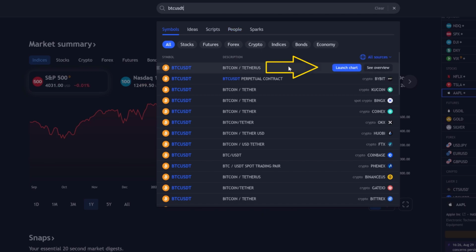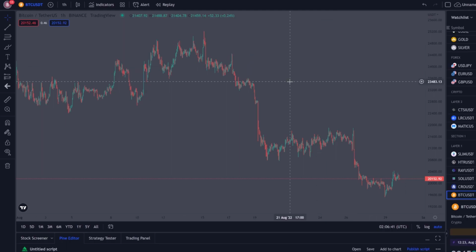This will show the price of Bitcoin in comparison to US dollars Tether, or USDT for short, on the Binance exchange. USDT is a cryptocurrency coin that represents $1 US. Click Launch Chart. This will launch the chart for Bitcoin USDT.